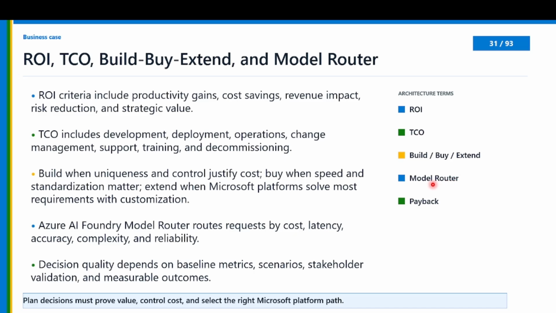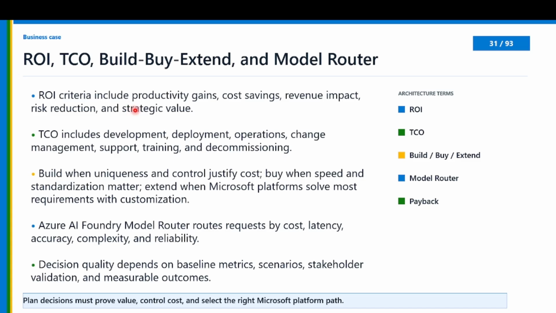This allows agents to route information to a particular tool. It allows the agent to communicate with tools, and then we have payback. So these are architecture terms that you must know and implement under the business case: ROI, TCO, build-buy-extend, and model router. How should you implement this? First, let's look at ROI.